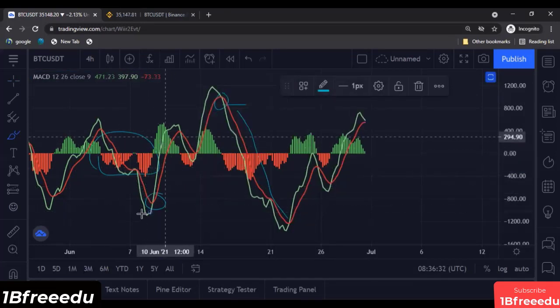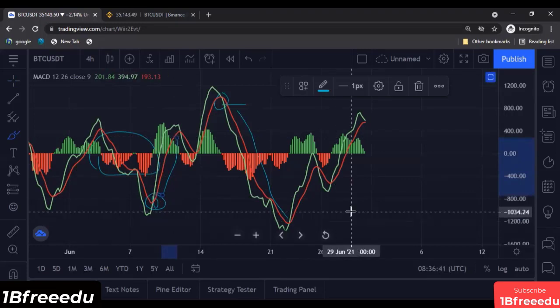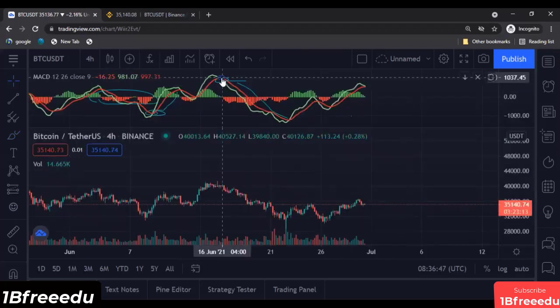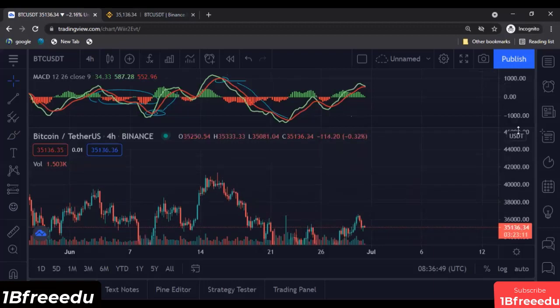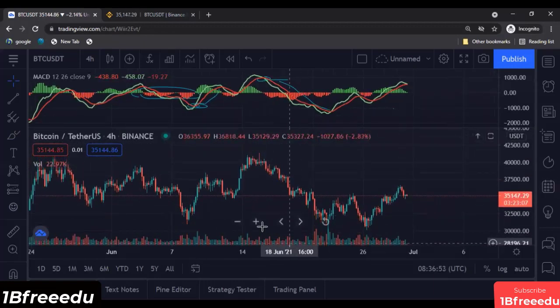And now as we can see, as soon as the MACD here crosses over this, we see a bullish pattern and the prices are rising up. So we can also verify that by seeing the prices. If I could zoom in a little, yep.